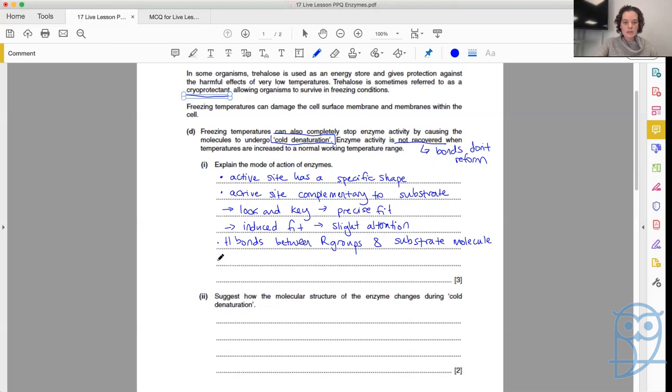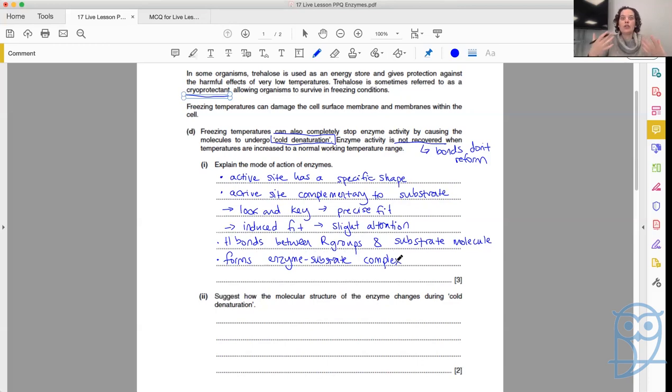Okay, this then, remember, as soon as we have bonding, we form something different. We no longer have an enzyme and a substrate. Now we've bonded them together, so it needs a new name. So this forms an enzyme substrate complex.